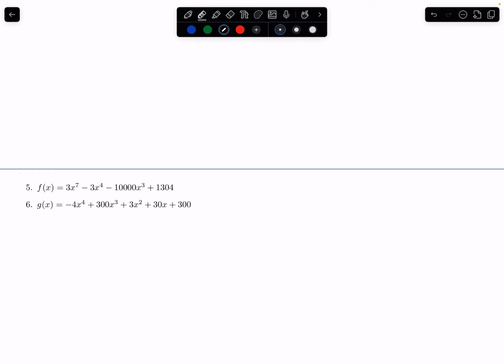I'm doing number 5 here, and I want to know the end behavior. So the first thing I do is ignore all the other pieces of the polynomial that aren't the leading term. They're going to become unimportant as x gets really large, so I'm only focused on this term. Notice I have a positive number in front and an odd power, x to the 7th. That means as x goes to negative infinity, this x to the 7th is going to be negative, multiplied by a positive number is going to be negative. So y is going towards negative infinity.